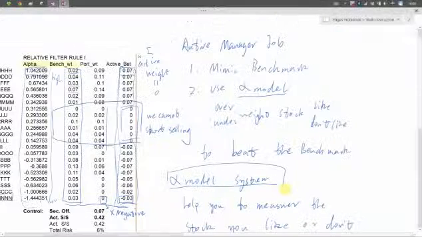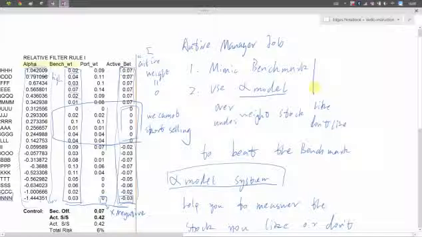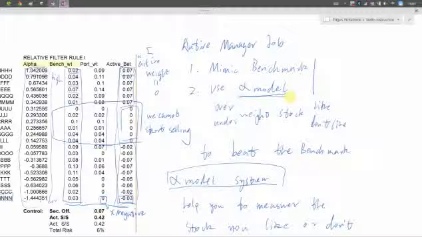So the basic tasks of the active manager that we start with: first, we need to mimic the benchmark because we have to lower our relative risk to the benchmark, and then we use our alpha model to get slightly higher return than the benchmark. That's called beating the benchmark. That's the basic job the active manager does, and that's all for this video.